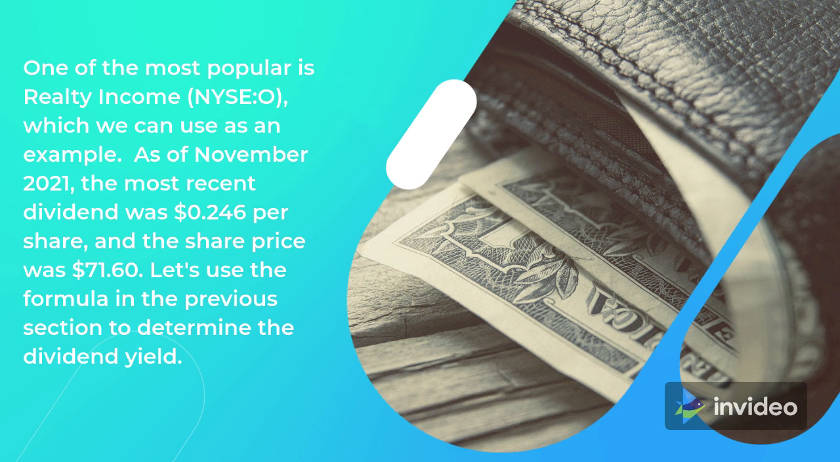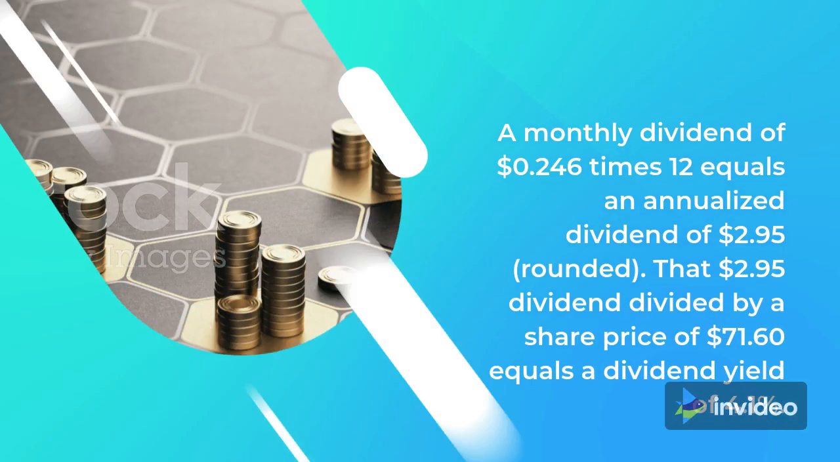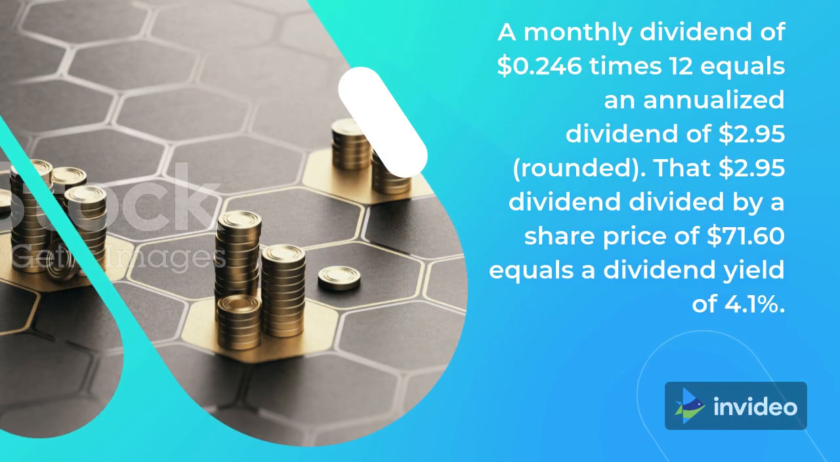As of November 2021, the most recent dividend was $0.246 per share, and the share price was $71.60. Let's use the formula in the previous section to determine the dividend yield. A monthly dividend of $0.246 times 12 equals an annualized dividend of $2.95, rounded. That $2.95 dividend divided by a share price of $71.60 equals a dividend yield of 4.1%.